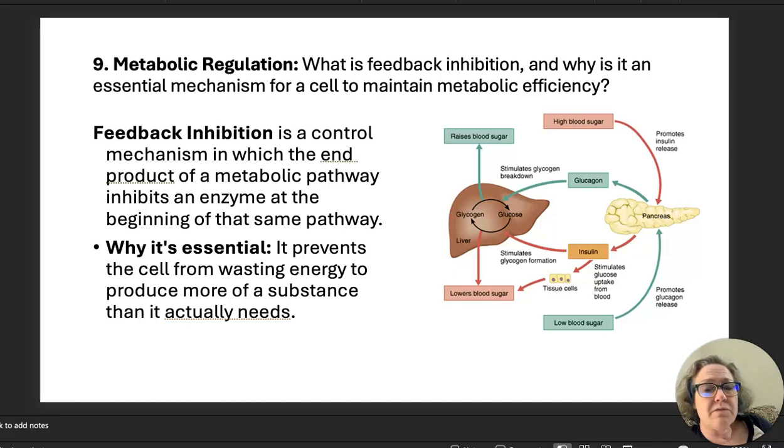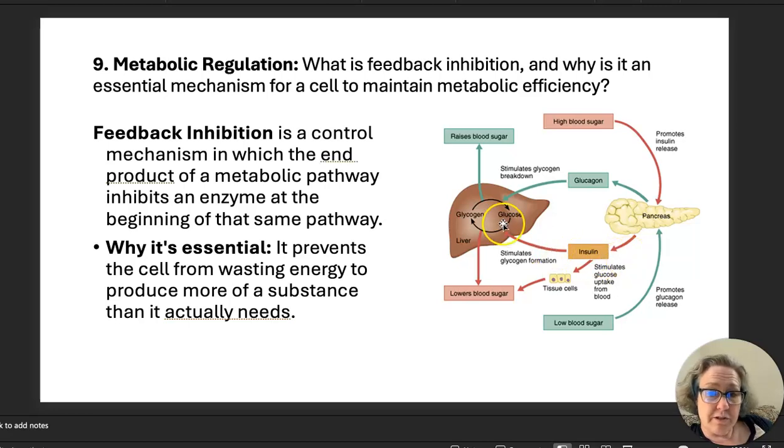Metabolic regulation. What is feedback inhibition and why is it essential? So feedback inhibition is you're using the product of one to determine how to do this. It's where the end product of the pathway inhibits an enzyme and becomes the beginning of a new pathway. It prevents a cell from wasting energy and producing more of a substance that it actually doesn't need anymore. So if you don't have a lot of glucose in your blood, you don't need insulin. You just don't need it because your blood sugar is low.